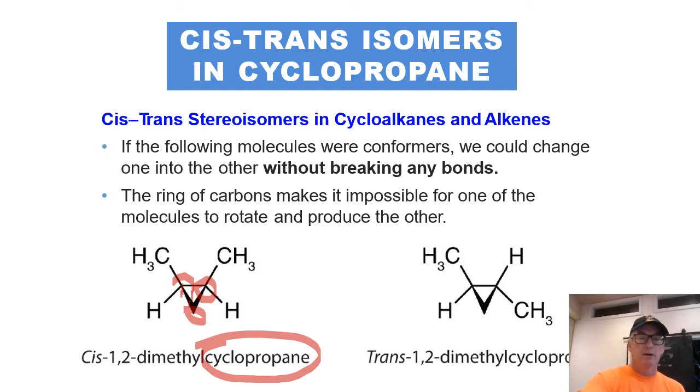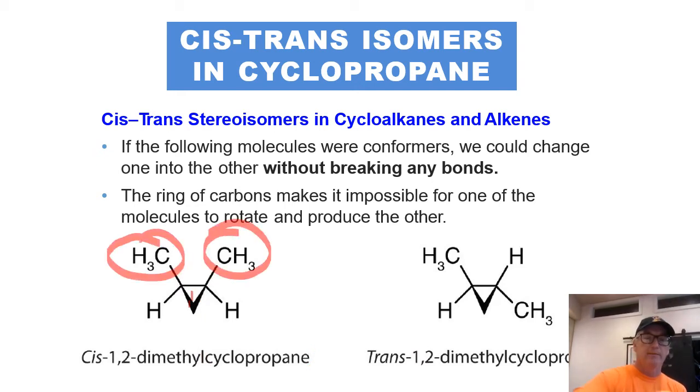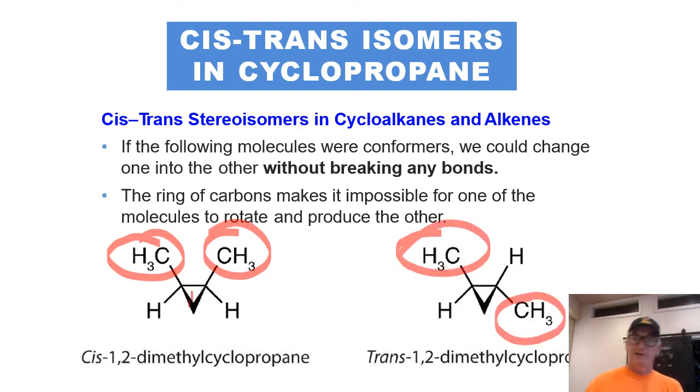So when they're in cis, they're on the same side of the ring. They're above it. And in trans, they're on opposite sides. One's above the ring and the other one's below it. And again, because it's a ring, you have some bending, but you can't break it completely. And so those methyl groups will stay either on one side of the ring or on opposite sides of the ring.